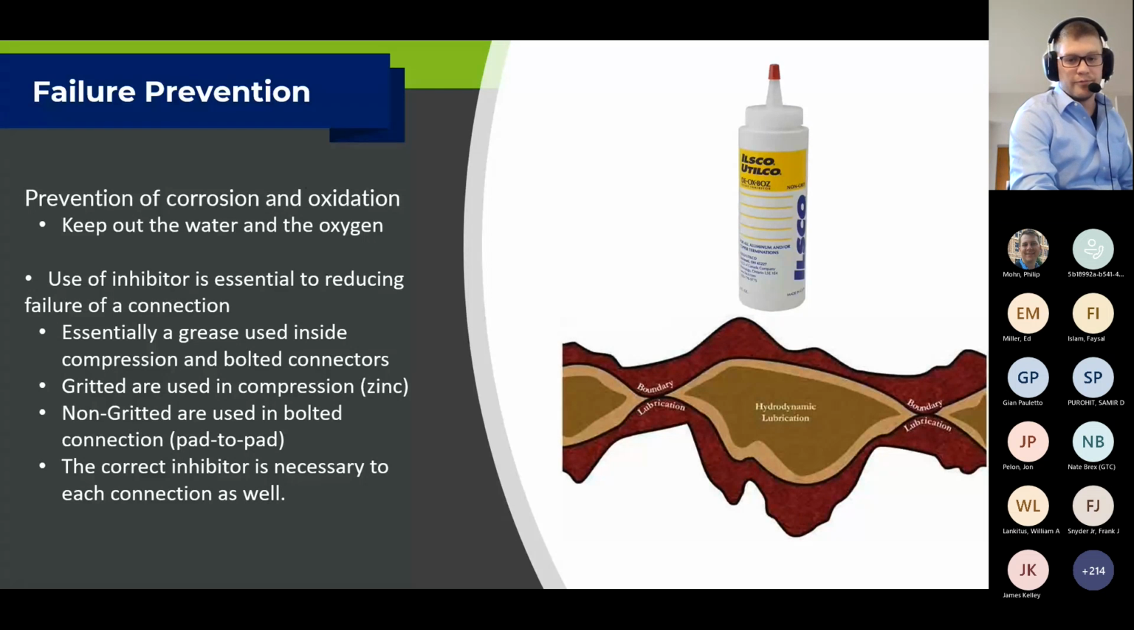You want the non-grit for the 4-hole pads because you want it more like a grease that adds to the connection, rather than something with zinc that cuts into the material itself.